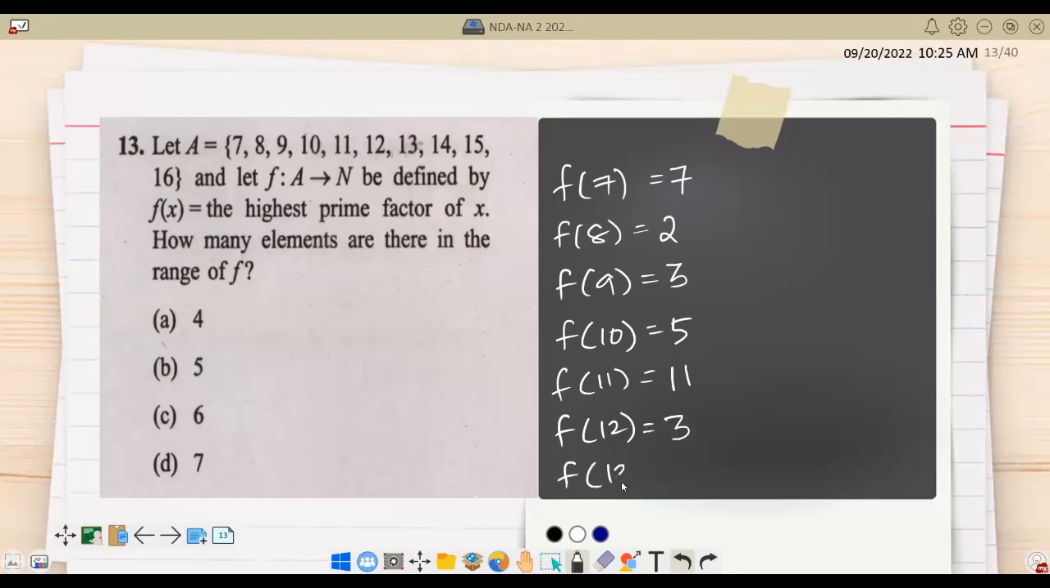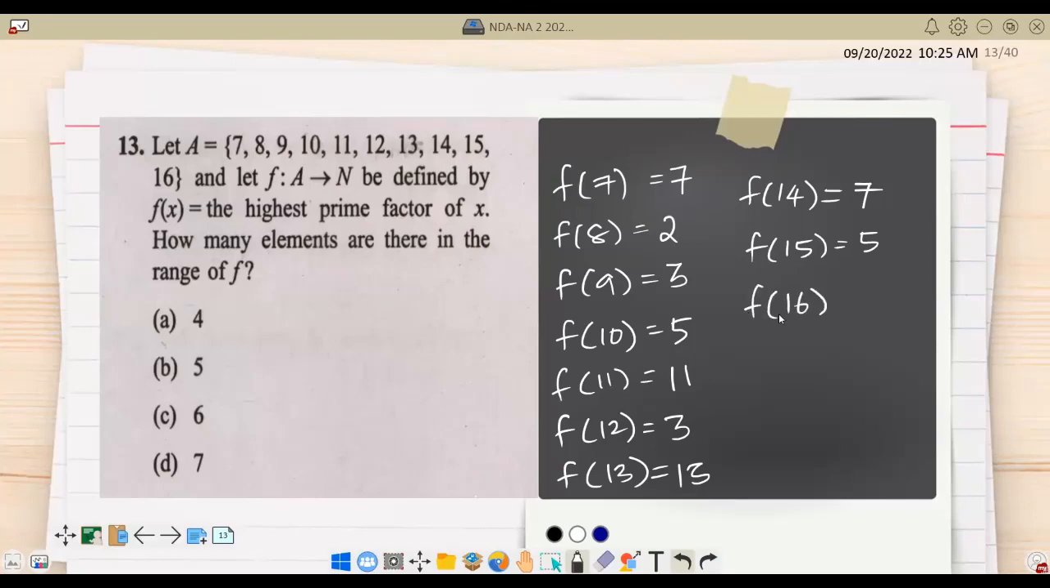And then function of 13. 13 itself is a prime, so you have 13. Function of 14: 7 into 2. 7 into 2 is 14. So 7 is your highest prime factor for 14. For 15 it is 3 into 5. So 5 is the highest prime factor for 15.